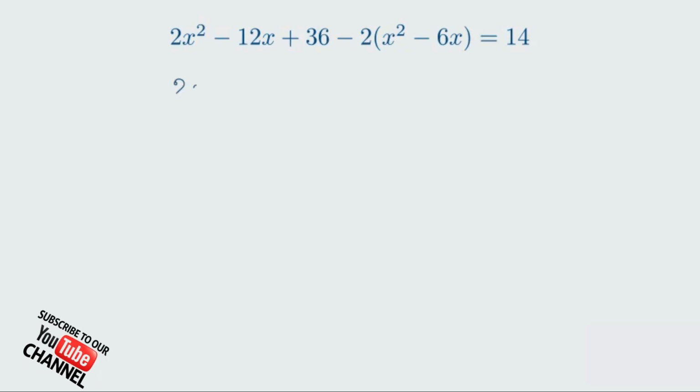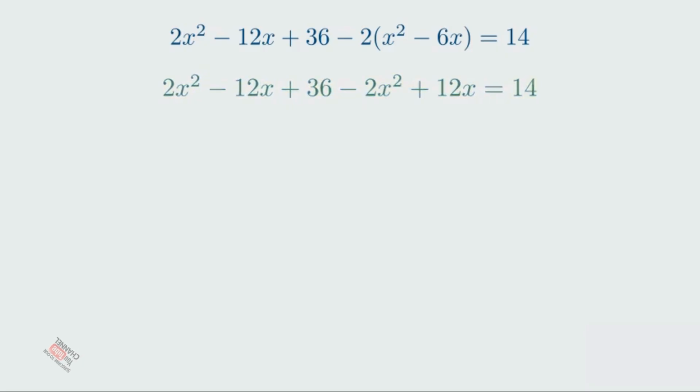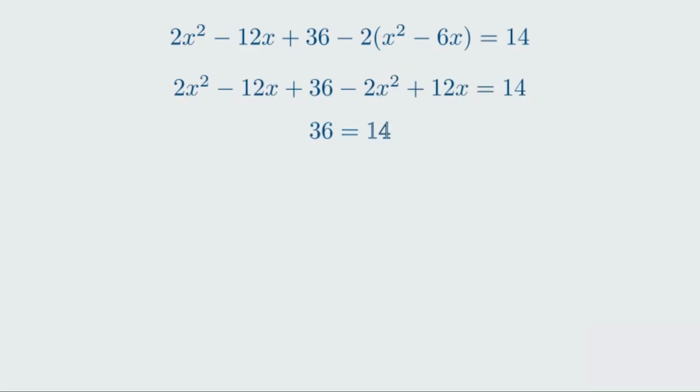Now that we have an equation with only x, we can solve it. Let's work with the equation we derived: 2x squared minus 12x plus 36 minus 2 times the quantity x squared minus 6x equals 14. Our first step is to distribute the minus 2. This gives us 2x squared minus 12x plus 36 minus 2x squared plus 12x equals 14. Now, let's look for terms that cancel out. We have 2x squared and negative 2x squared. Those add to 0. We also have negative 12x and plus 12x. Those also add to 0. This is amazing! All the x terms have disappeared. We are left with something very simple. We have 36 equals 14.